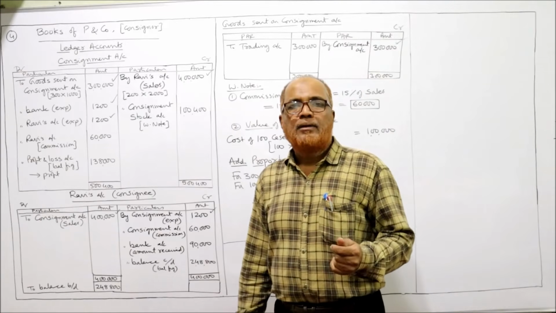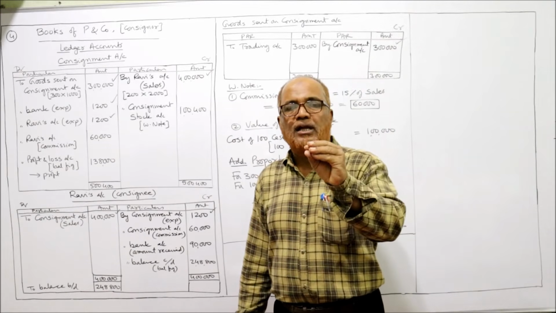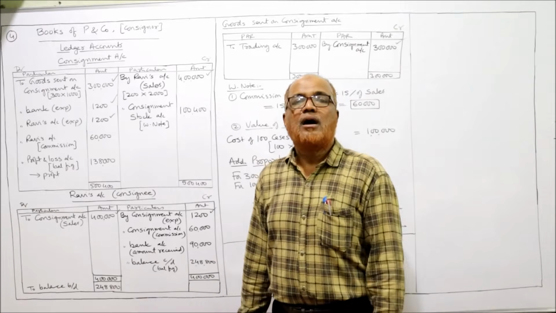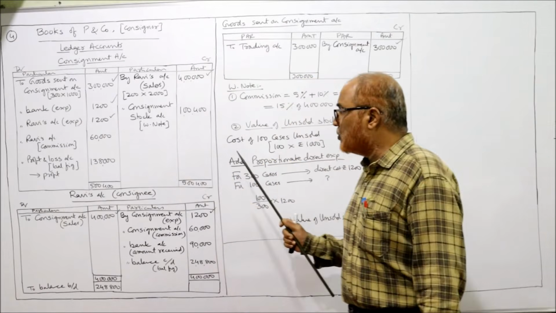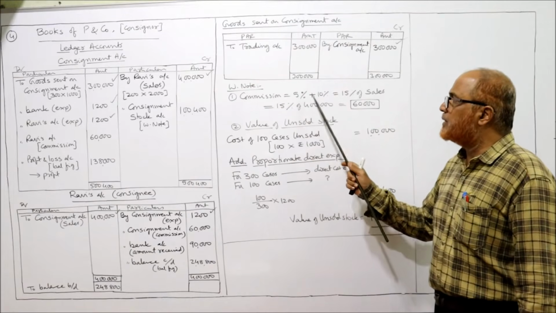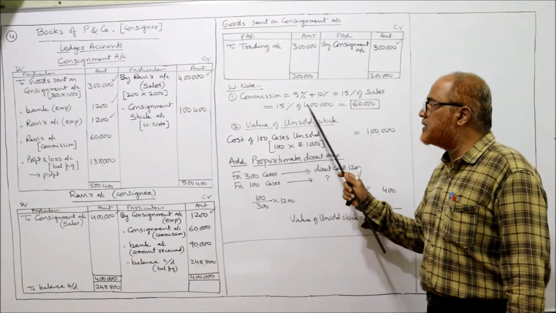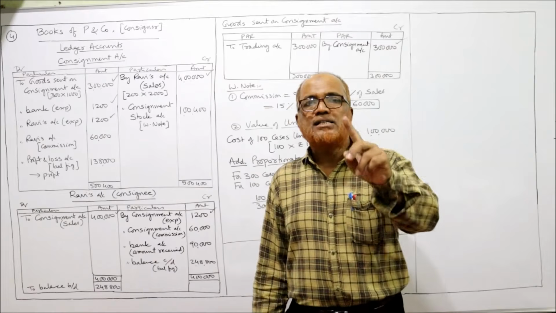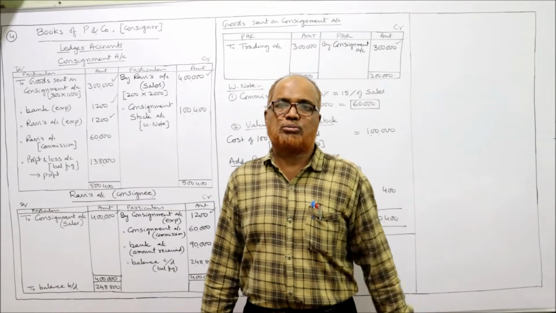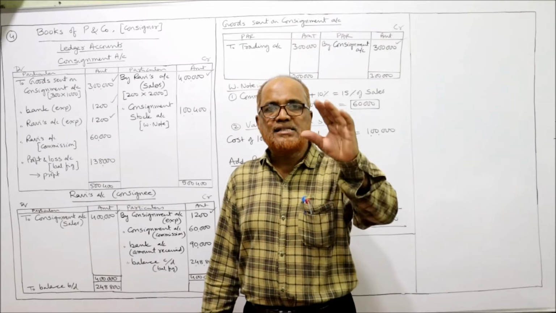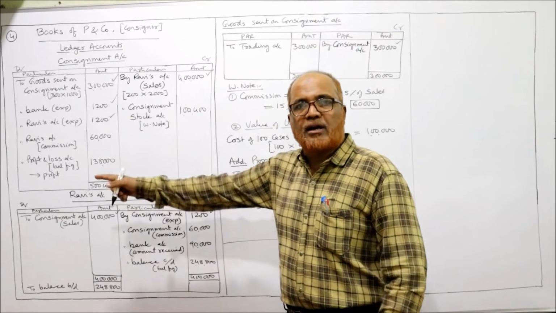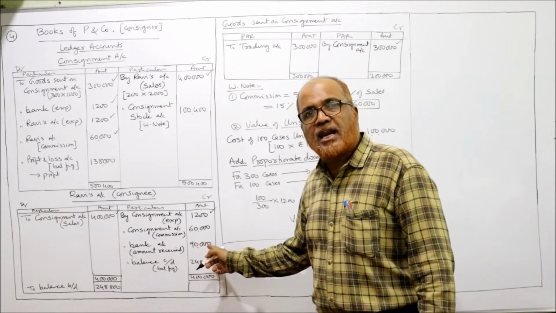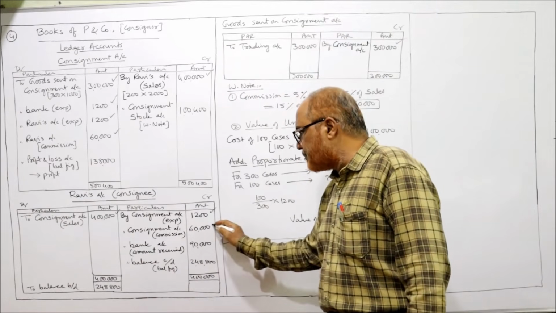Next is commission. So the consignor pays 5% ordinary commission and 10% del credere commission, total 15% commission on sales. How much are the sales conducted? 4 lakh. So here you can see commission 5% plus 10%, 15% of sales. So 15% of 4 lakh comes to 60,000. So 60,000 is the commission payable. The entry for commission: consignment account debit to Ravi account. So consignment account is debited to Ravi, commission 60,000. And Ravi account should be credited by consignment, commission 60,000.